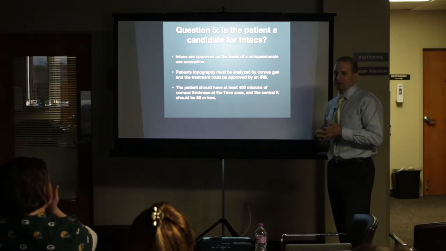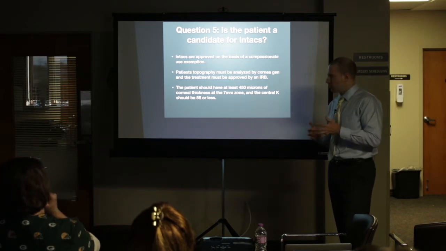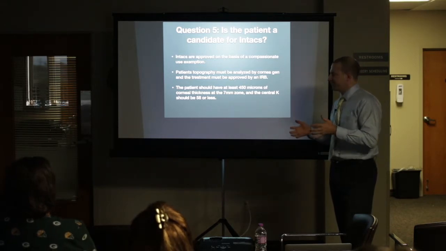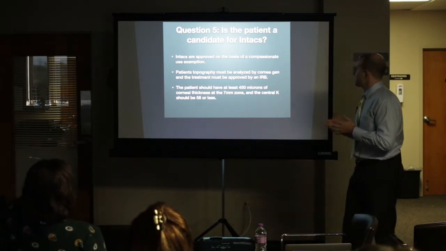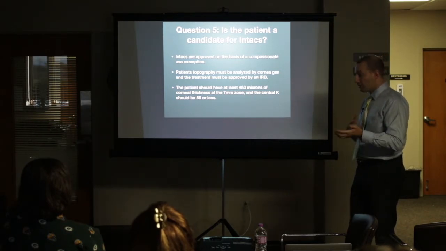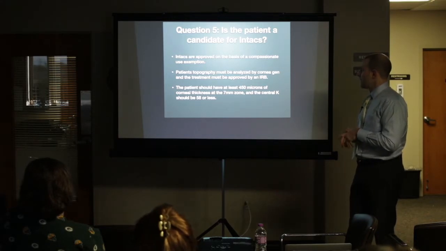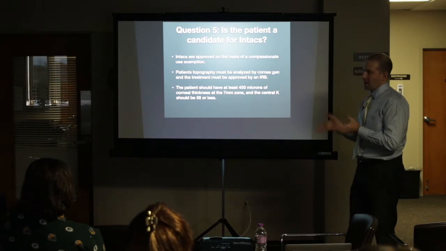But we have to do a bunch of extra paperwork with something called an IRB, an Institutional Review Board, to show that it's ethical to use this treatment in patients. But it's very, very standard practice now for keratoconus. The patient's topography needs to be analyzed by the company that makes the Intacs, Cornea, to determine if they would be helped by the Intacs or not, and then it has to be approved by the Institutional Review Board. And then you still have to have 450 microns of corneal thickness where the Intacs go.